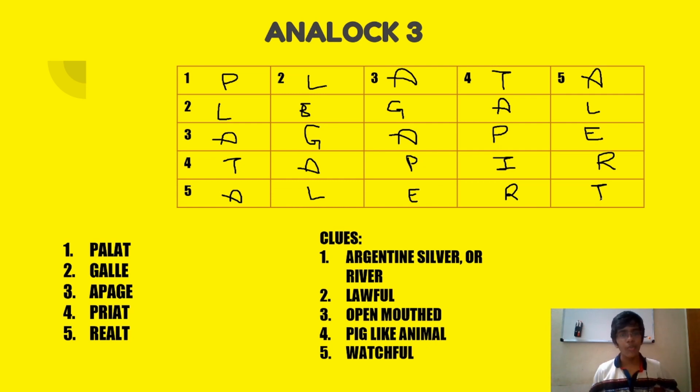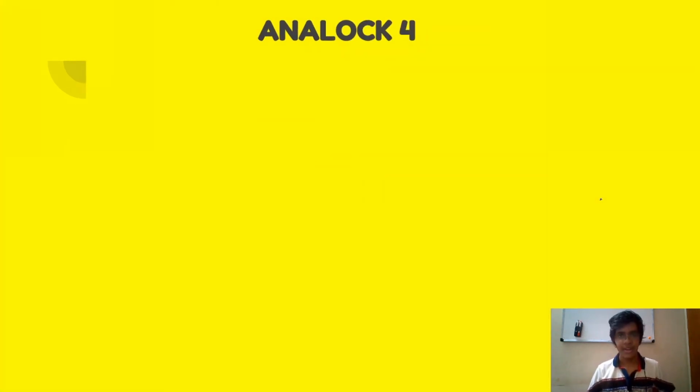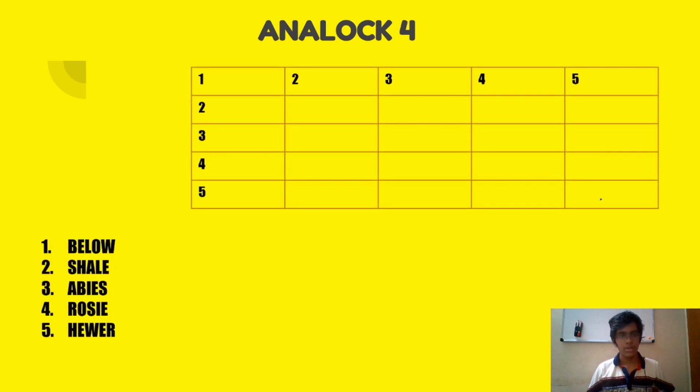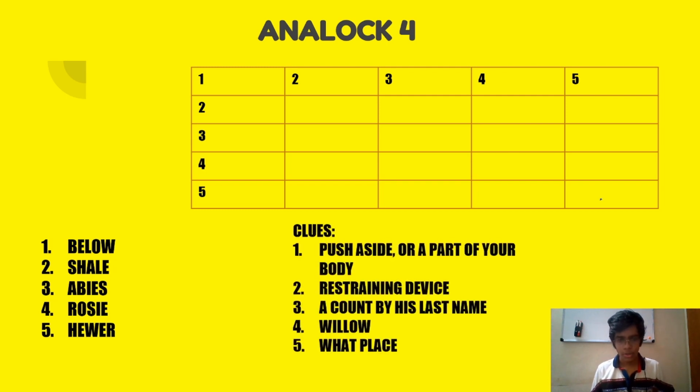Now let's look at one final analog. Now let us look at analog 4. This is the final analog for today. So here is the analog grid, where we have the anagrams below: shale, abyss, rosy, hewer. We have clues over here. So now pause the video again and solve this analog with your best efforts. I hope you solved it, and let's rectify the answers.